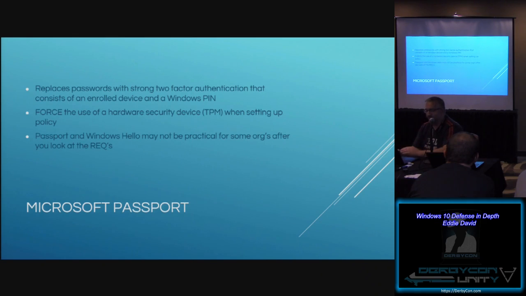The first thing I'm going to get started with is Microsoft Passport. Passport is meant to replace passwords with 2-factor authentication. Basically you're enrolling a device with a Windows PIN, and you have the option to force the use of a hardware security device such as a TPM chip when you're setting up your policies. Passport and Windows Hello may not be practicable for some of your organization's environment. Just pay attention to that, be aware.